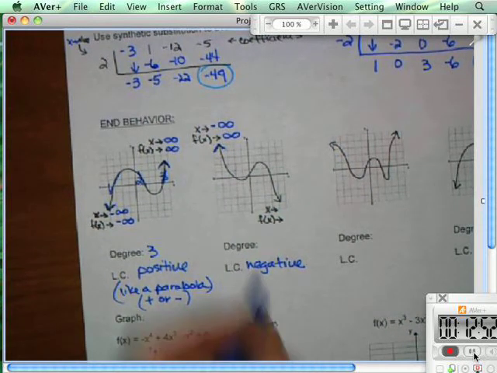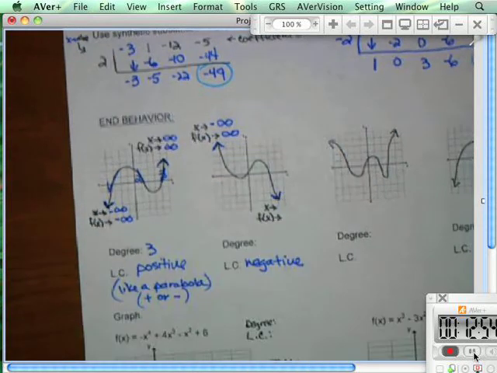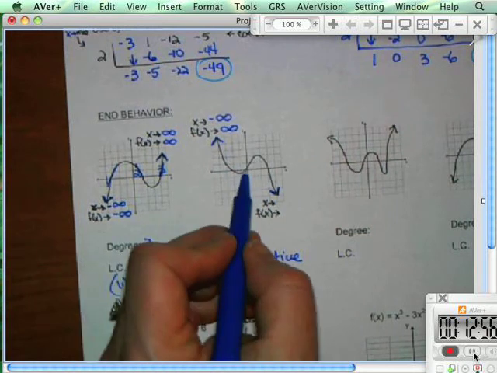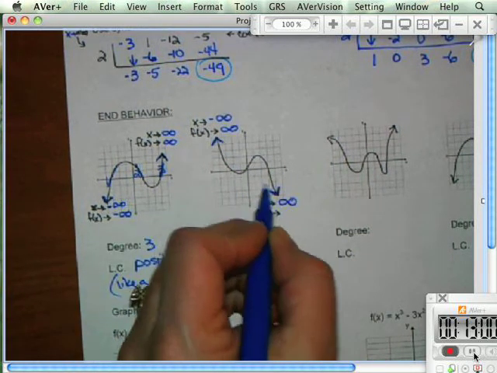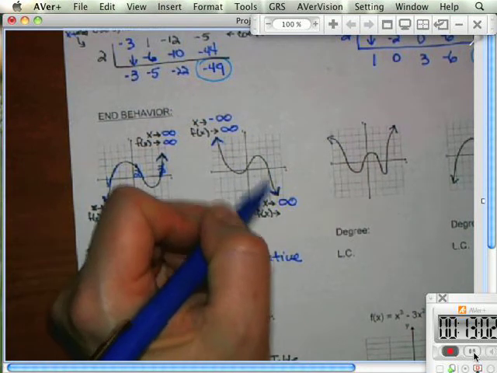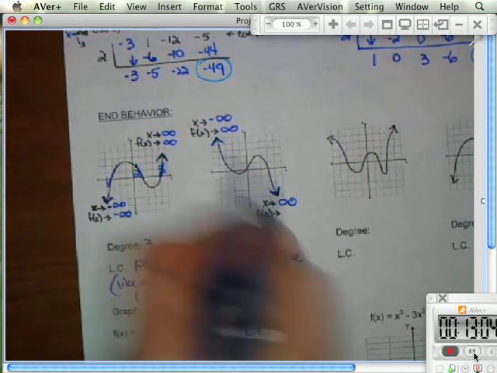Now you look at this end of the function, the end behavior. Here, x is approaching positive infinity. It's getting bigger and bigger and bigger. But f of x, my output, is approaching negative infinity.